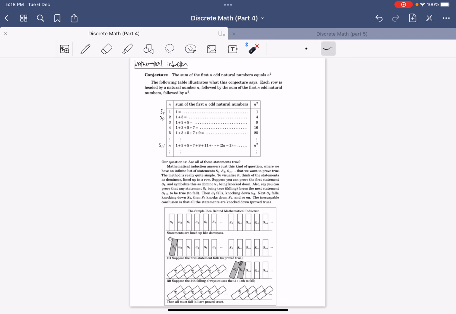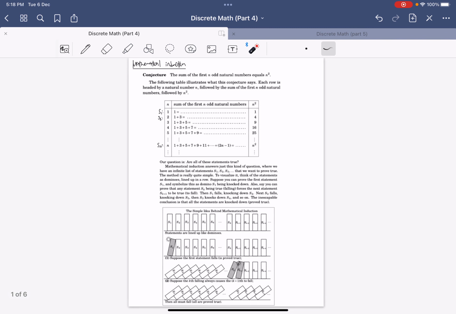Mathematical induction is a way for us to help answer questions where there is an infinite list of statements. So you can think of it as a for all question, as a for all proposition.